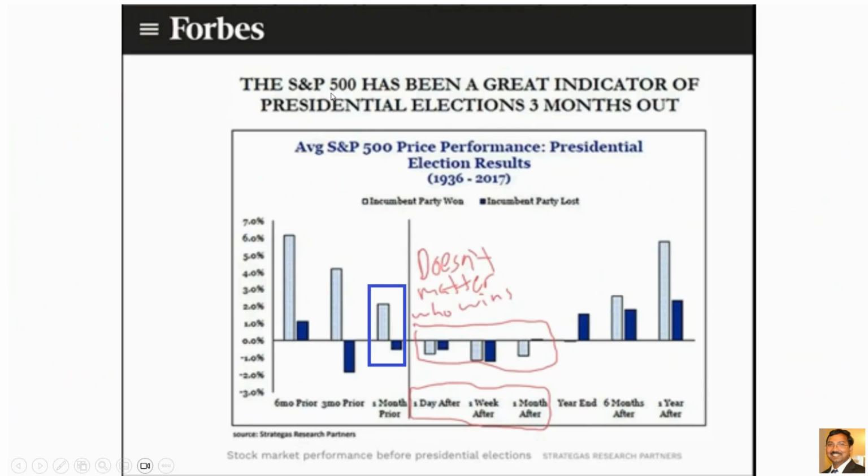And the S&P 500 has been a great indicator for a presidential election three months out. The light blue is an incumbent party win, and the thick blue is an incumbent party loss. If Democrats win, then this month, October, is going to be green. We know that the 6 months and 3 months are both green, so it looks like the market is predicting a Democrat win, but this is the last month before elections. If it is green, that's a clear sign Democrats can win this election based on this seasonality chart.